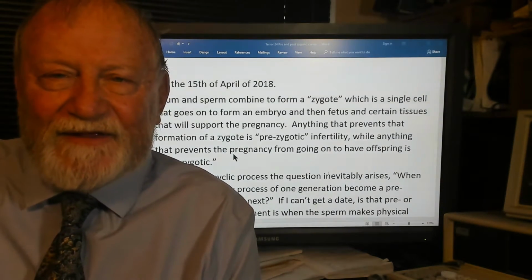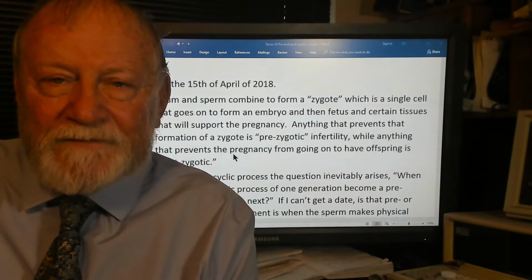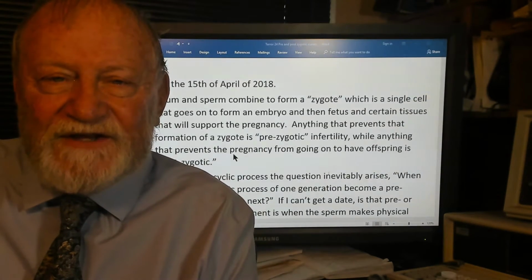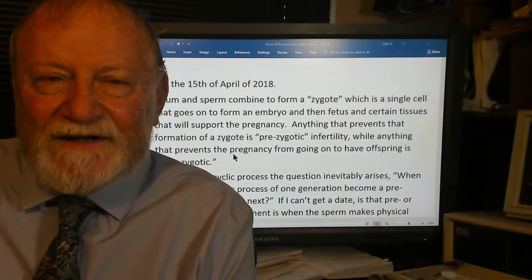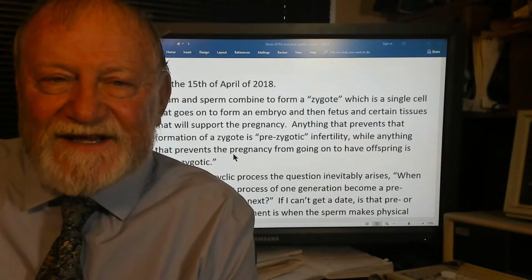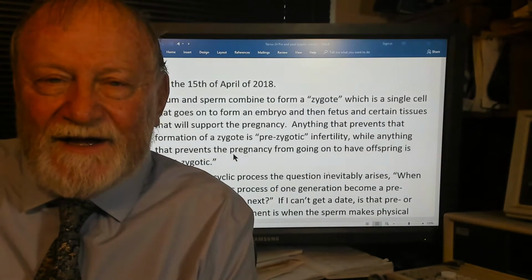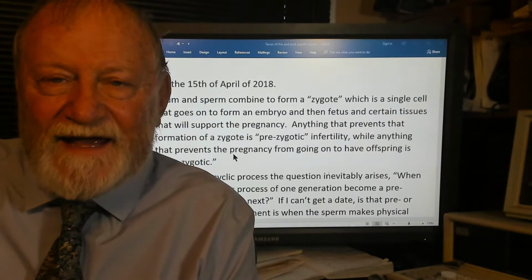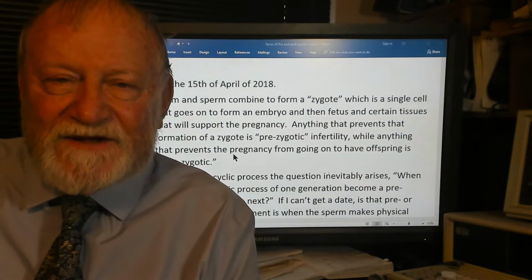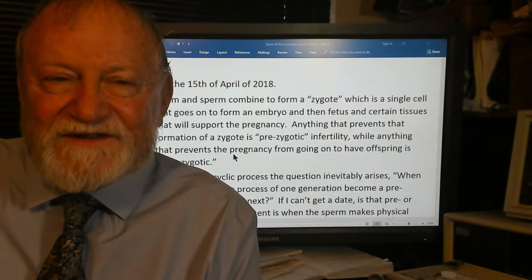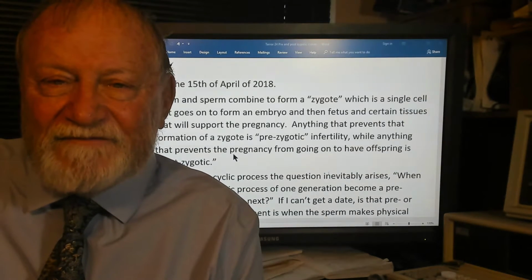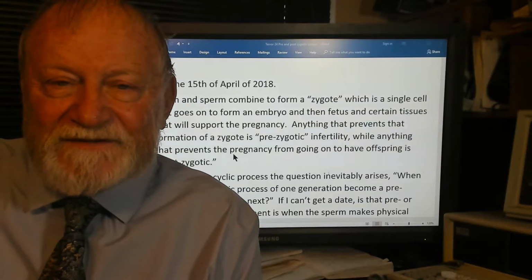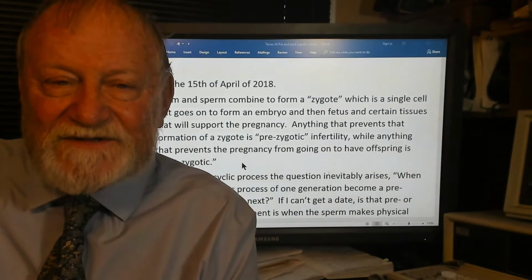You're going to have to learn a word there, maybe. Zygote means a yoke, as in a yoke of oxen, and two oxen in a yoke can do more than one ox in the same yoke. They are able to go on and form an embryo, and some tissues that will support the pregnancy, and anything that prevents the formation of a zygote is pre-zygotic infertility. Anything that prevents the pregnancy from going on to have an offspring is post-zygotic.